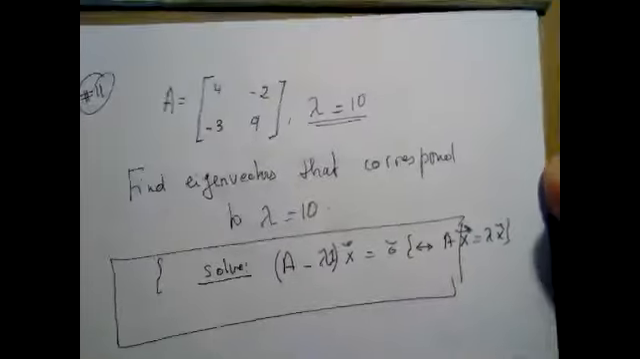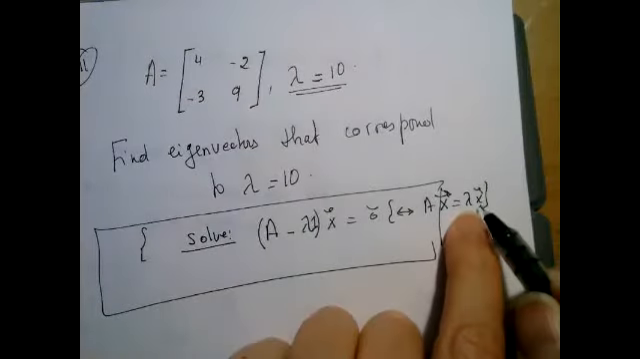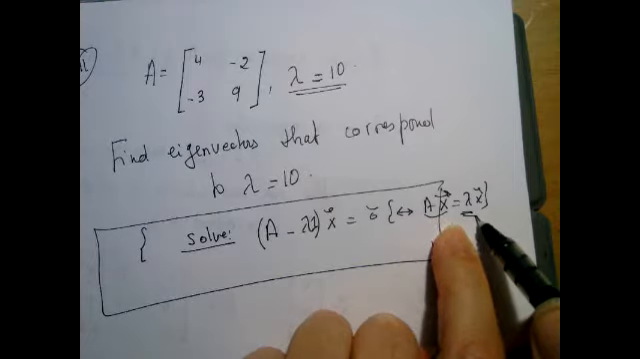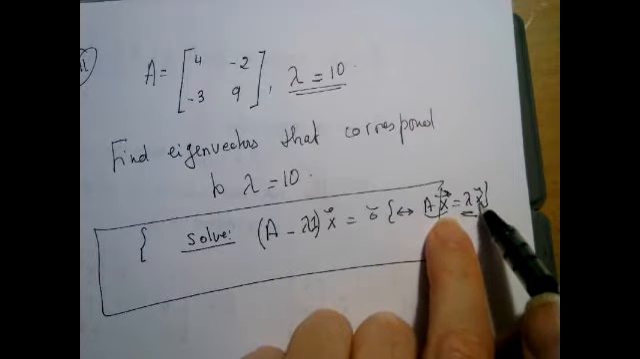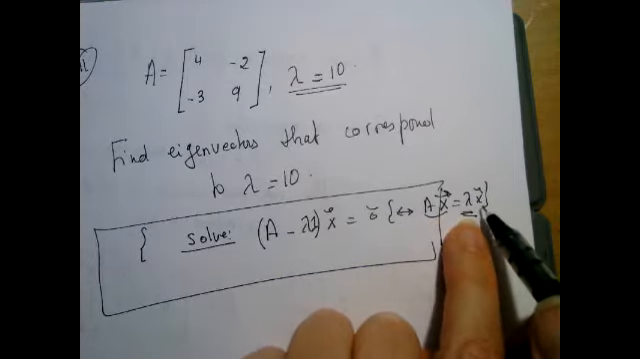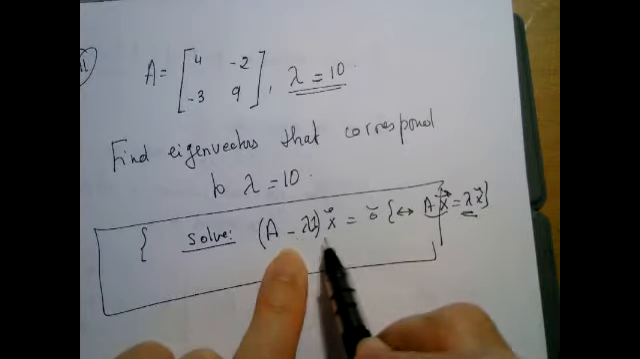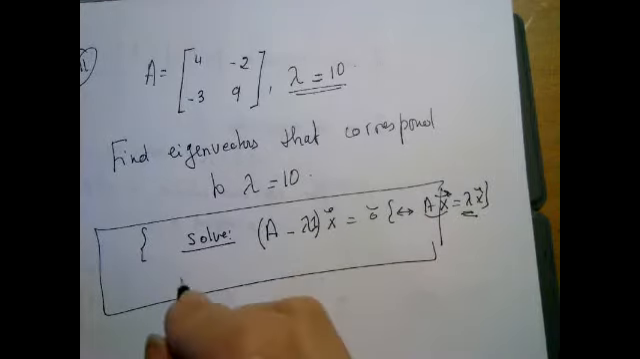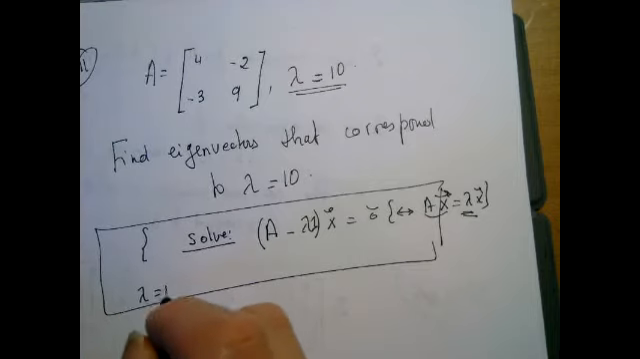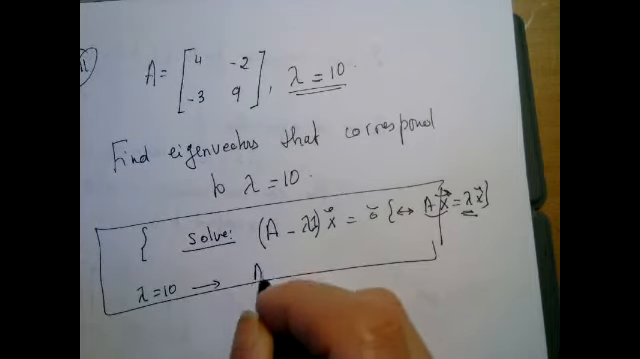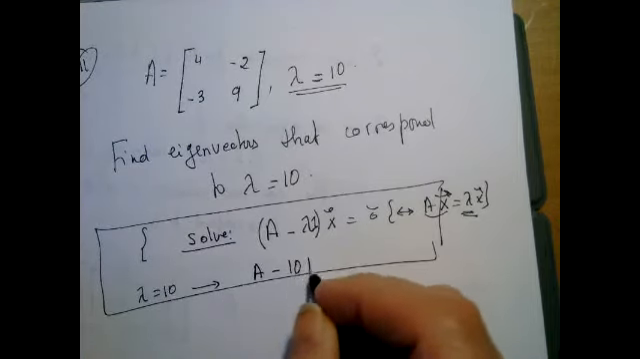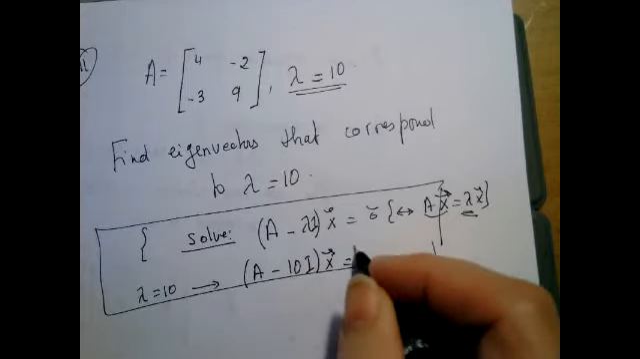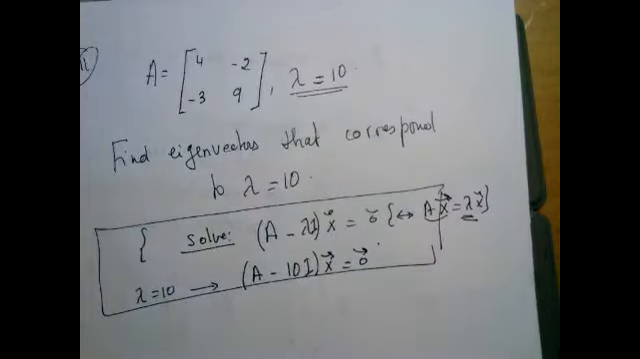Because finding the eigenvectors means I'm finding all the vectors x such that A stretches by a factor of lambda. Finding the vector x such that A stretches by lambda is actually equivalent to solving this homogeneous system, which is easier to solve. So here, because lambda equals 10, we have to solve A minus 10 times the identity x equal to 0. Okay, so that's how we find the eigenvectors.